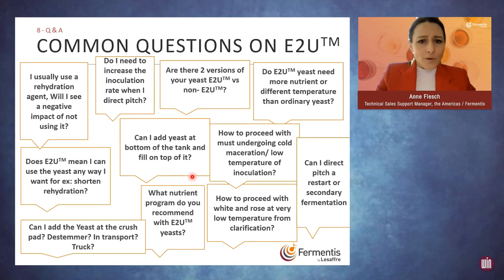So one question, for example: do I need to increase the inoculation rate when I direct pitch? Some people are under the impression that they need to compensate with a higher pitching rate because there will be a loss of viability because they direct pitch. This is not the case. For sure, if you direct pitch, the idea is that you use the same inoculation rate. We recommend around 20 grams per hectoliter for primary fermentation.